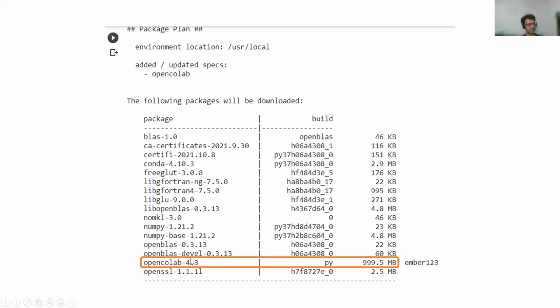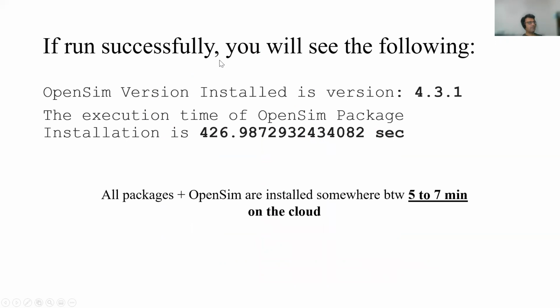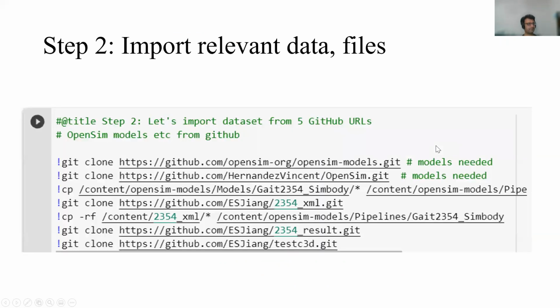So OpenColab, the very latest one, 4.3, is installed. It's about 1 GB. Pretty much all the libraries and dependencies are here. If you run it successfully, you'll see this at the end of that block. I'll show you now. So around 7 minutes. All packages, OpenSim, installed there on the cloud. So it's a virtual machine, nothing on your computer. That's the beauty of it. We don't want to install anything on your computer at this stage or even later. It's just everything on the web.